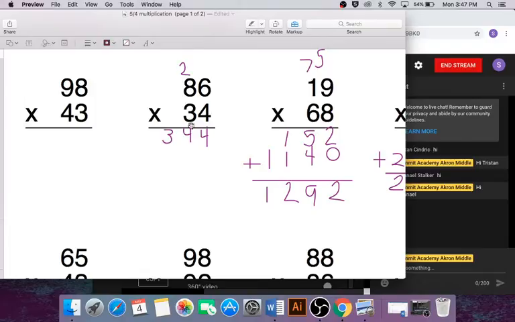Going to move over to our 3. So we put a 0 for our placeholder. 3 times 6 is 18. We put down the 8, we carry the 1. 3 times 8 is 24, plus 1 is 25. And then we add them together.